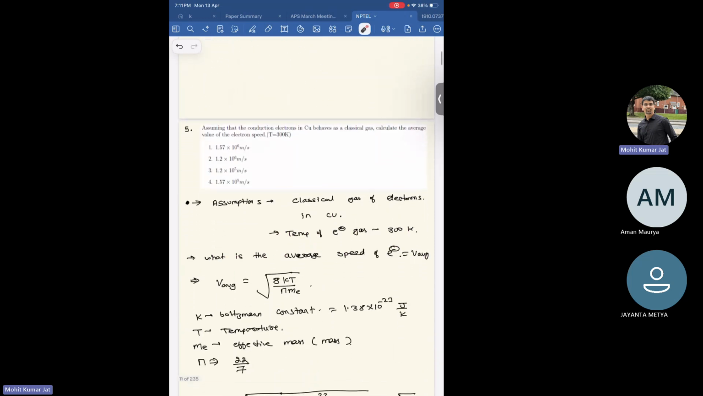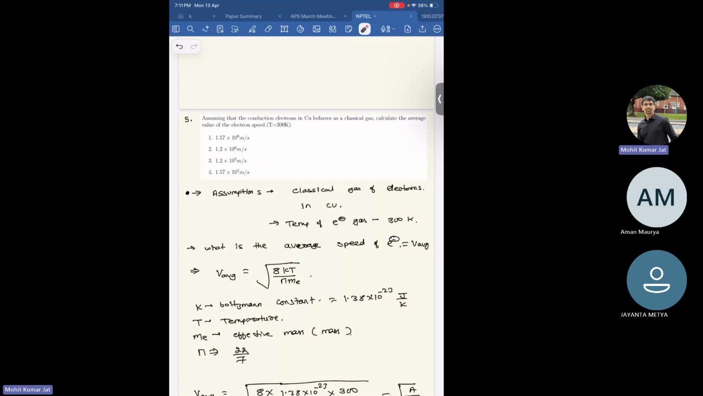If we move on to the next question, which is question number 5, which says that assuming that the conduction electron in copper behaves as a classical gas, okay, so you treat them as a classical gas, so whatever statistical mechanics you use should be based on classical mechanics, right? And then calculate the average value of the electron speed. As we all know, V average is under root 8 kT by pi m, right? In classical mechanics.